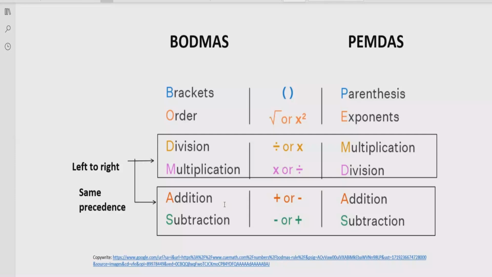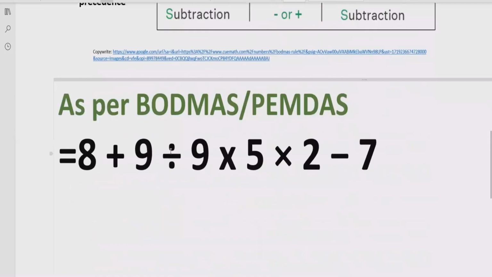Similarly, for addition and subtraction, we will follow the same rule. We will go left to right in our expression and find out which is coming first. If addition is coming first, we will solve addition first. And if subtraction is coming first, we will solve the subtraction first. Now move forward to solve the given expression.